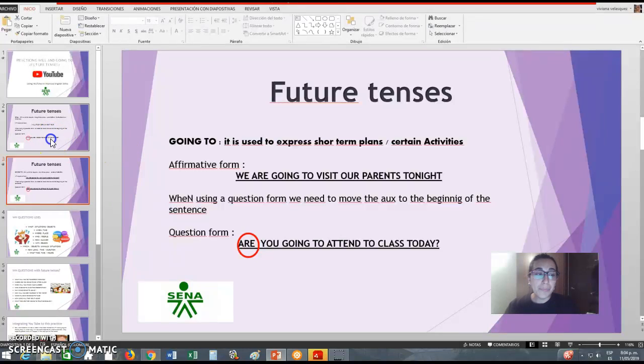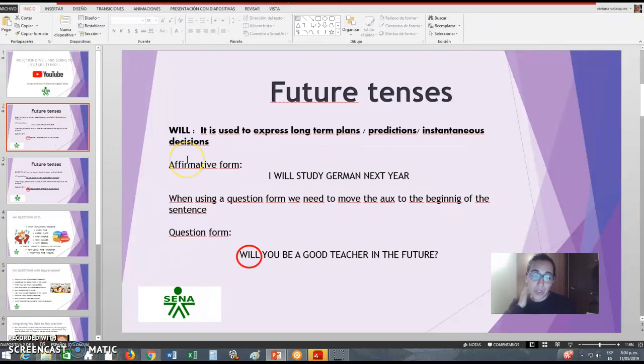Now, I forgot to mention here, if you want to use a negative form, right, we complement will using will not, right? So you said, I will not study German next year. Or its contraction will be won't. I won't study German next year. That will be the negative form.